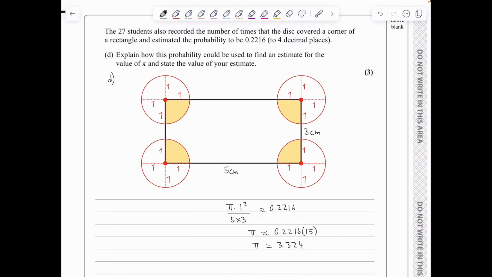This is based on a sample of 27. We don't expect it to be exactly the value of pi. It is close enough. It is an estimate of pi based on the given experiment.